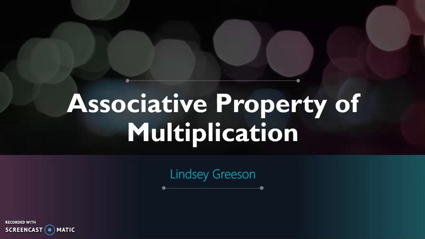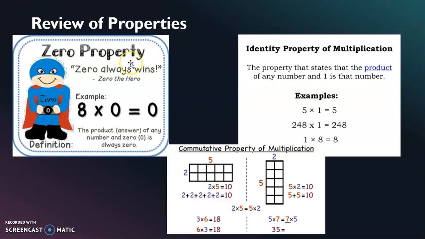Hey guys, today what we're going to do is the associative property of multiplication. Just to review what we did last time, we talked about three different properties. We have the zero property, where zero always wins. This means that the product of any number and zero is always equal to zero. So 8 times 0 is equal to 0.